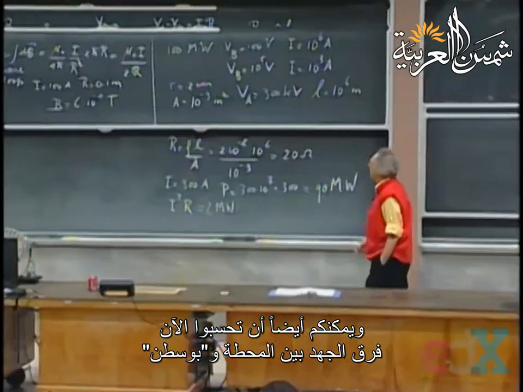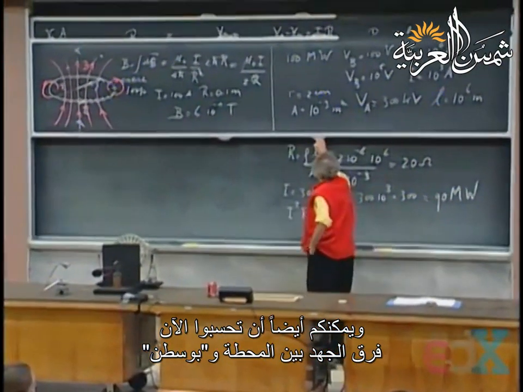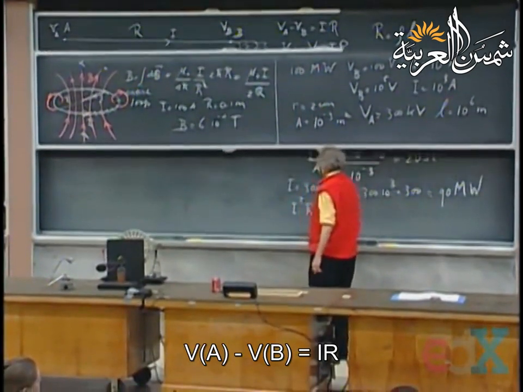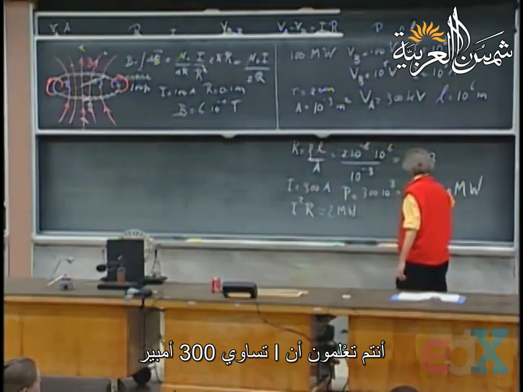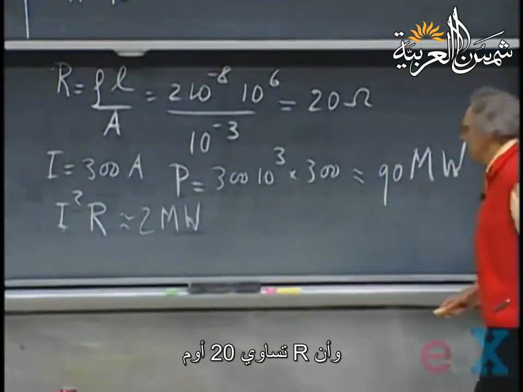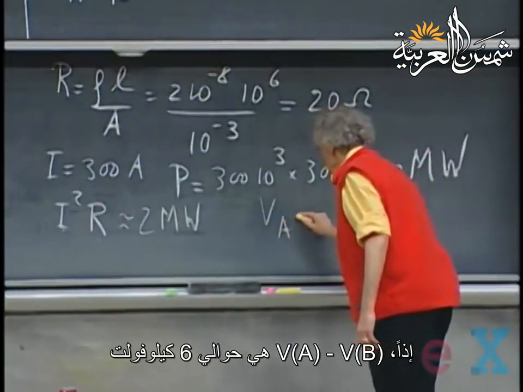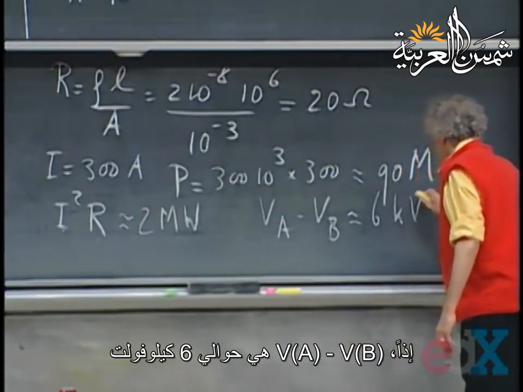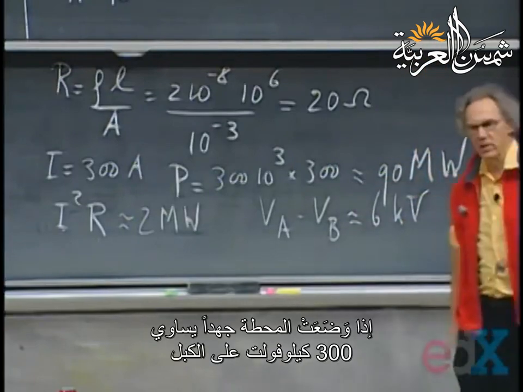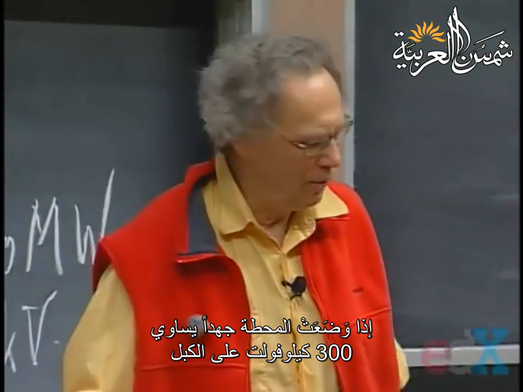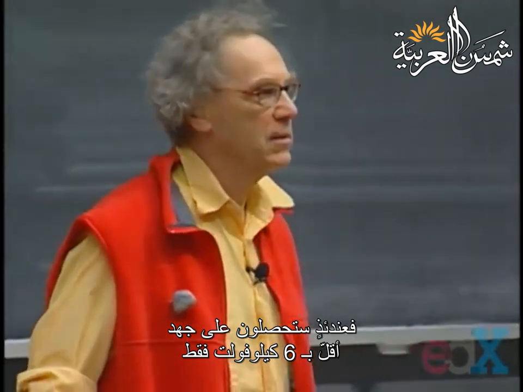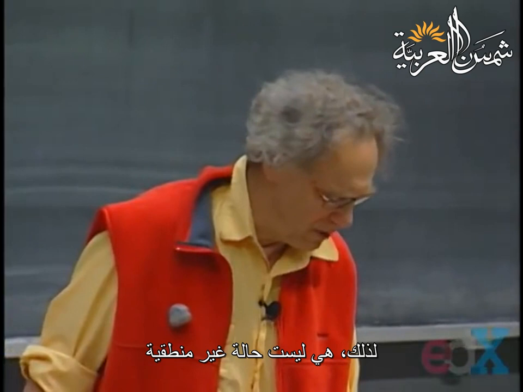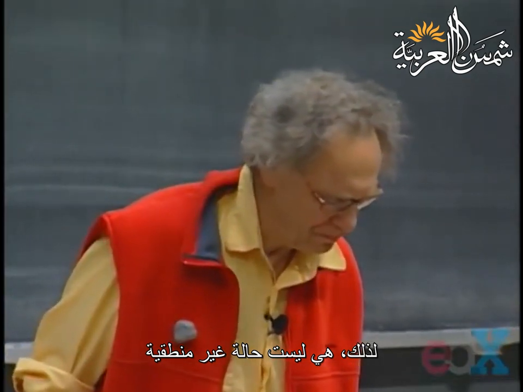You can also calculate now what the difference is in potential between the power station and Boston. V_A minus V_B is IR. You know that I is 300 amperes, and you know that R is 20 ohms. So V_A minus V_B is about 6 kilovolts. In other words, if the power station puts it on the line at 300 kilovolts, then you would get it here with only 6 kilovolts less. So it's not a very unreasonable situation.